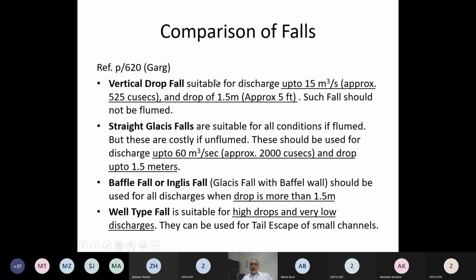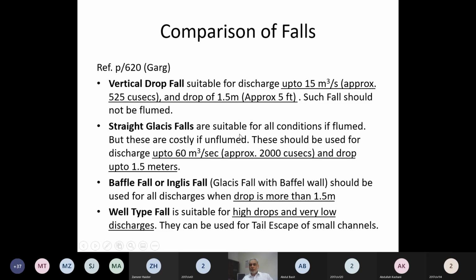So if the flow is up to 15 cubics or 500 cubics, and the drop you need to provide is 1.5 or less than 1.5, then a vertical drop fall, which is simpler and easy to construct, works sufficiently well. So this should be used. But if the discharges are high, for example up to 60 cubics, which is equivalent to 2000 cubic discharge, then we should try to use a glacis type of fall. Rather than providing a vertical drop, a straight glacis should be provided.